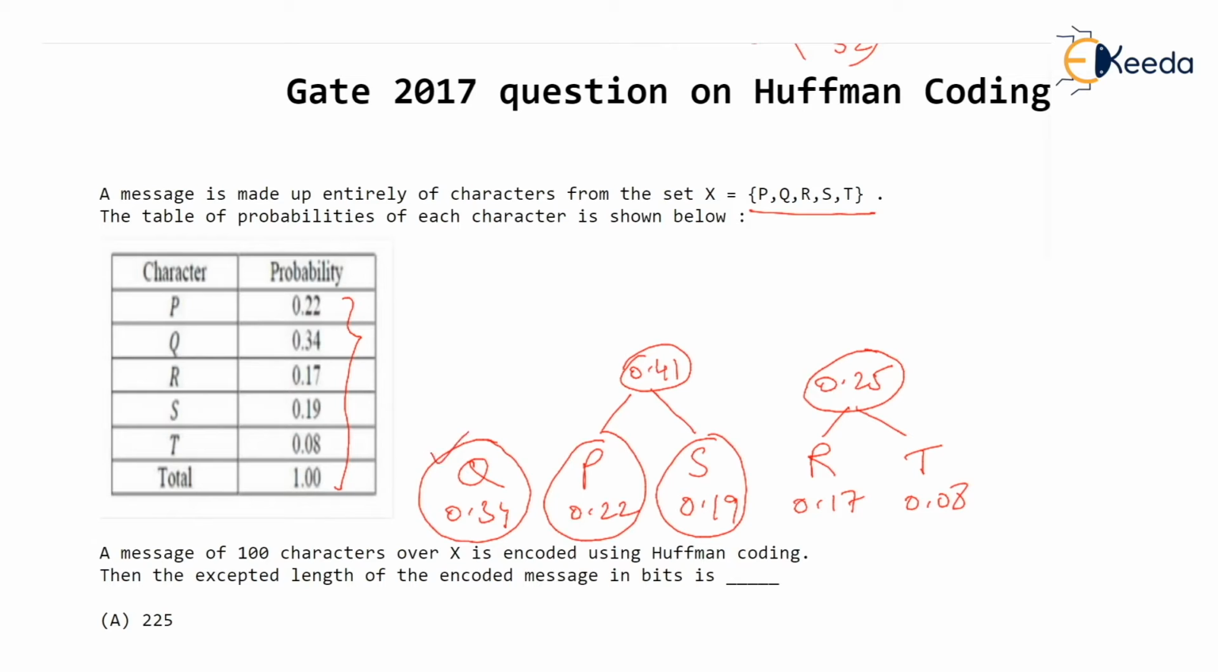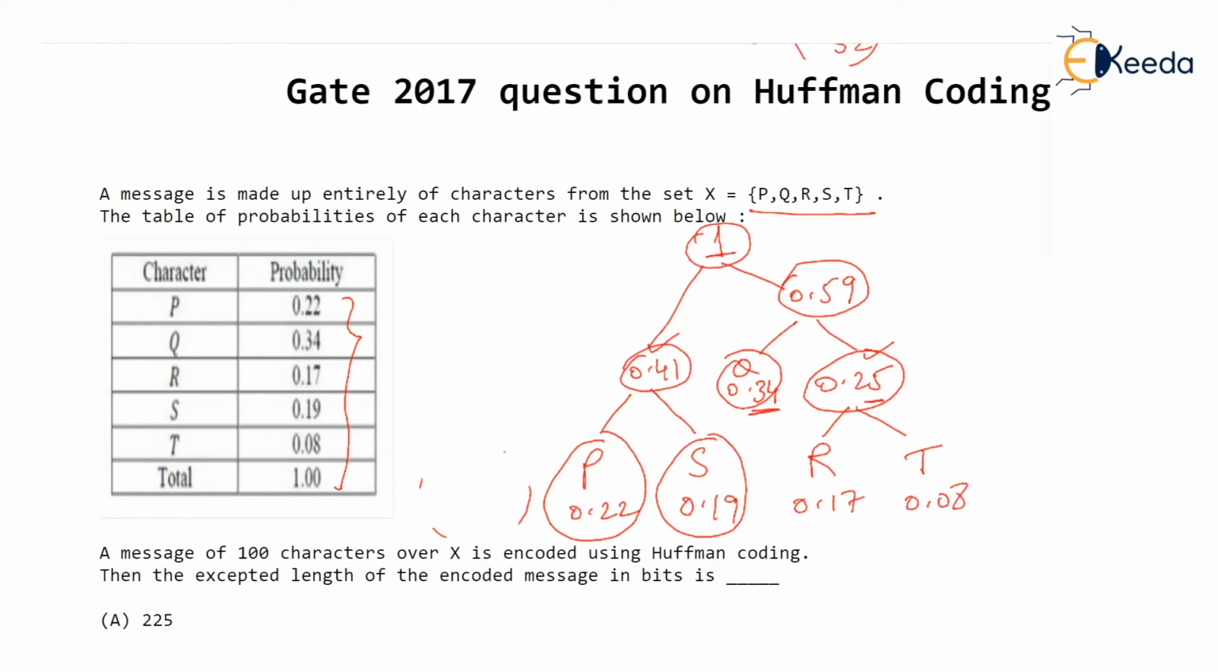Now there are three frequencies, 0.34, 0.41 and 0.25. Obviously 0.34 and 0.25 are the two least. I'll take Q over here so that the tree looks better. Q is 0.34. So 0.34 and 0.25 are the least. I'll join these two and the sum will be 0.59. And finally 0.41 is joined with 0.59. The sum of the probabilities is 1.